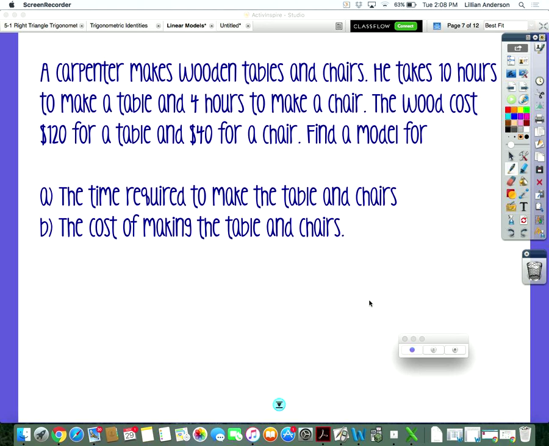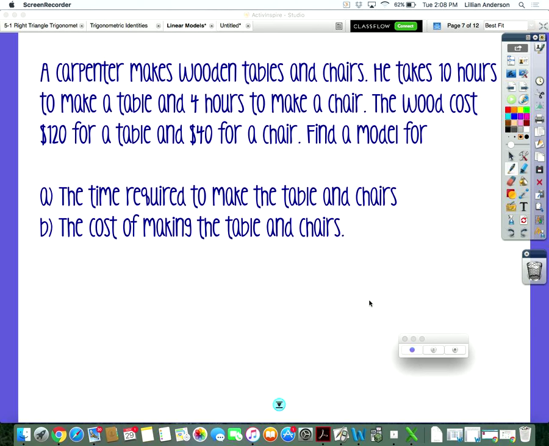All right, so finishing up the last examples from linear models. You have your word problems, your application ones as well. It says a carpenter makes wooden tables and chairs. It takes him 10 hours to make a table and 4 hours to make a chair. The wood costs $120 for a table and $40 for a chair. Find a model for, when it says find a model, it's asking you to find an equation for (a) the time required to make the tables and chairs, and (b) the cost of making the tables and chairs.